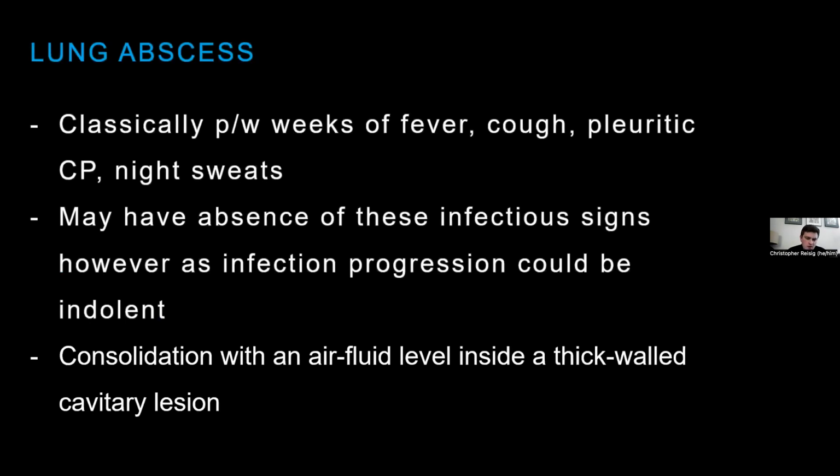Usually they present with a more protracted course. It can often look like B symptoms. So you have to think about the other etiologies that could be causing protracted pulmonary symptoms with B symptoms. The consolidation with the fluid level is the thing that you really want to think about.